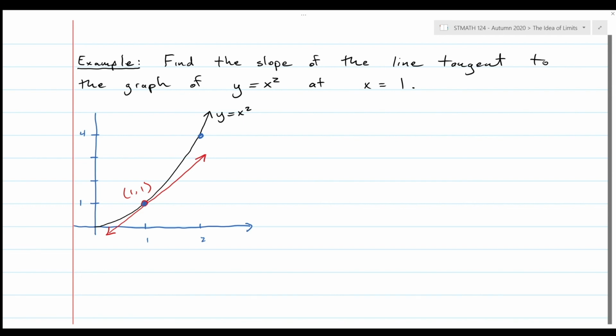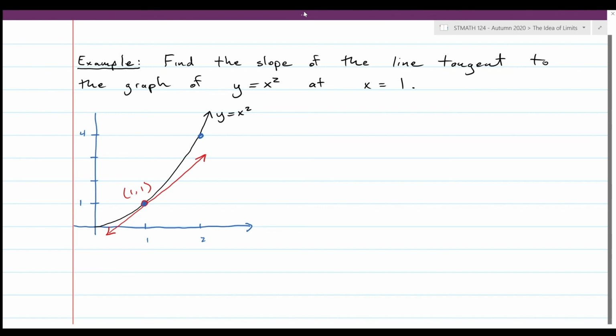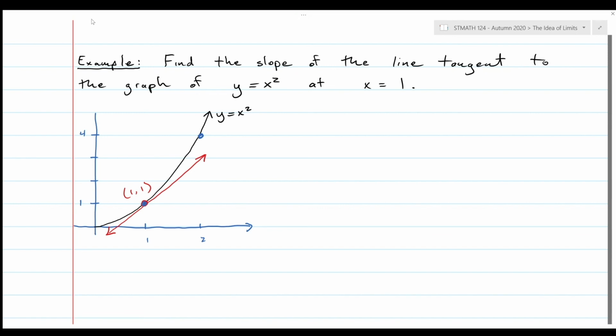What is the slope of that? And you see the problem again. If I want to find the slope of a line, I really need 2 points on that line, but I don't know any other points on that line. I just know 1 comma 1. So this trick of using a limiting process is pretty cool.